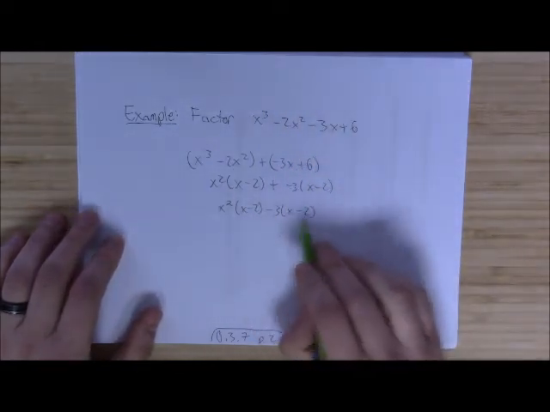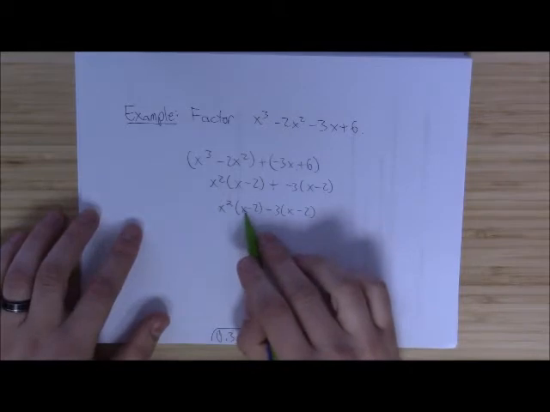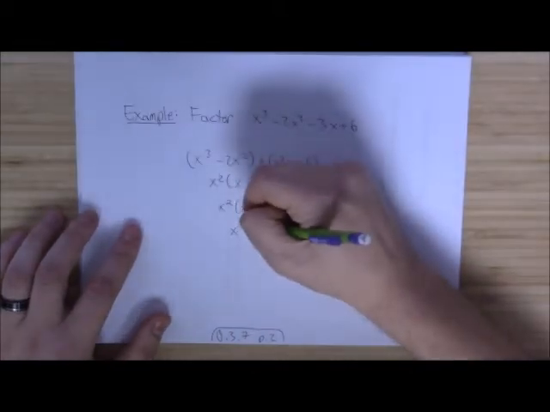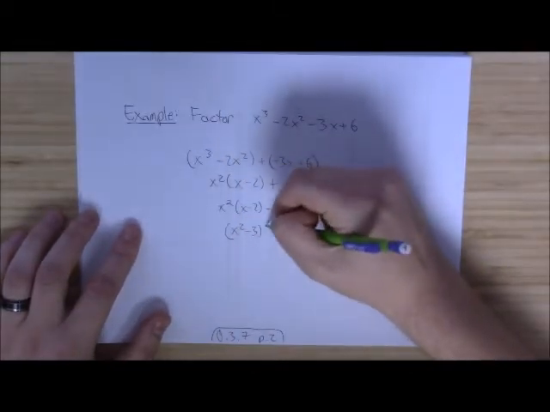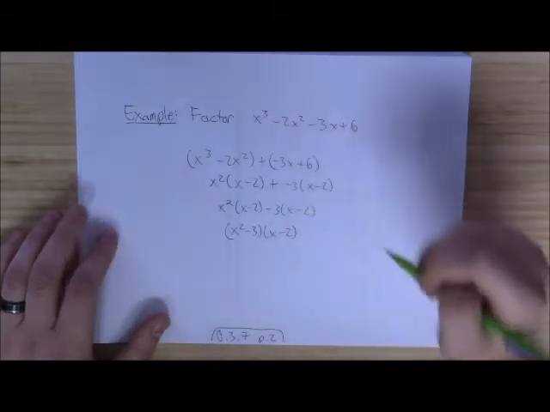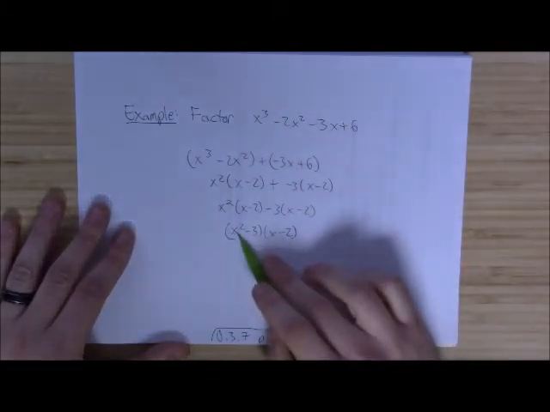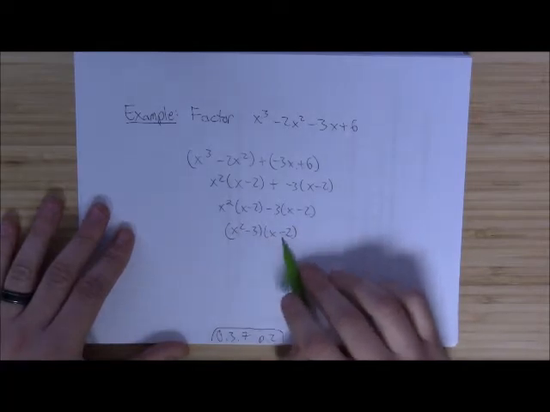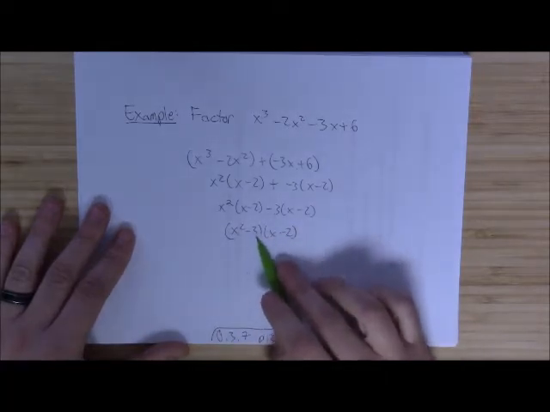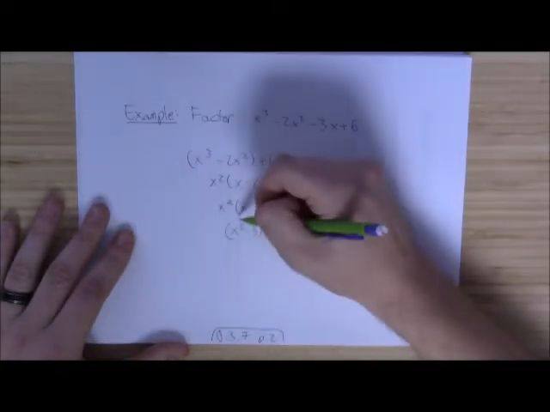And now, since x minus 2 is the same here, we can actually pull it out as a common factor. So we have x squared minus 3 times x minus 2. And this is now fully factored because both of these terms are irreducible. Namely, we can't factor this into integer coefficients. So we're done.